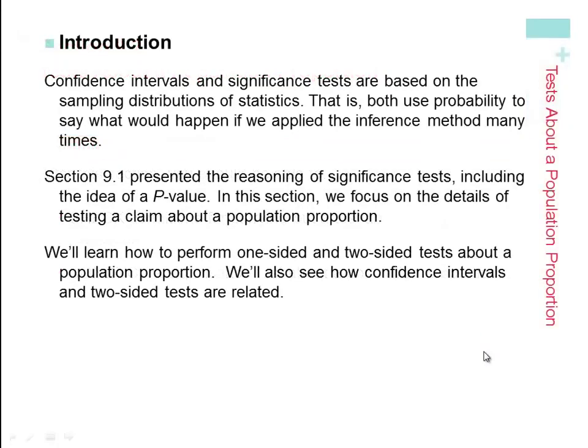In Section 9.1, we focused on the reasoning of a significance test, and now we're going to focus more on the mechanics of how to carry out a test. In Section 9.2, we will carry out both one-sided and two-sided tests for proportions.